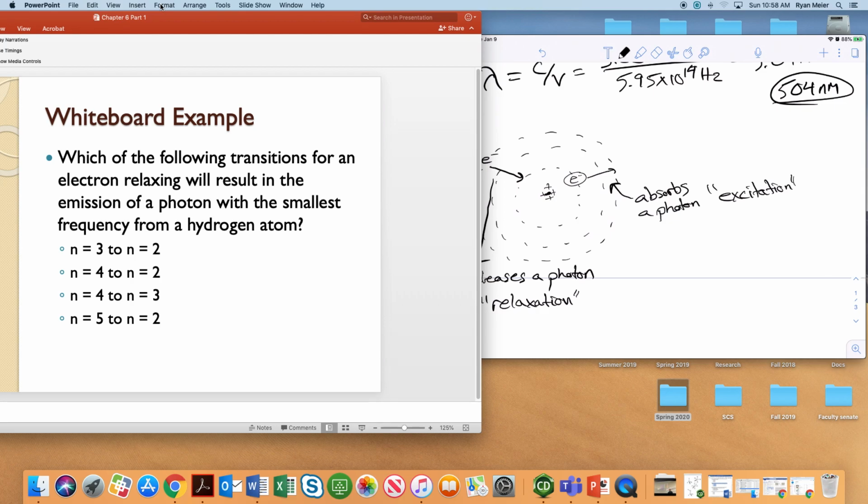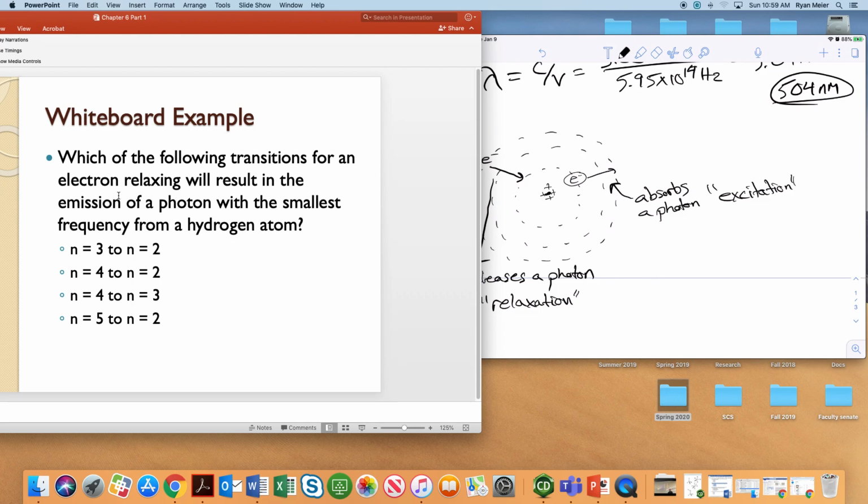It's a pretty popular question on this kind of topic, where it says, which of the following transitions for an electron relaxing will result in the emission of a photon with the smallest frequency from a hydrogen atom? There are a number of pieces word-wise in this problem, but some things to keep an eye on. First off, it says relaxing and emission.